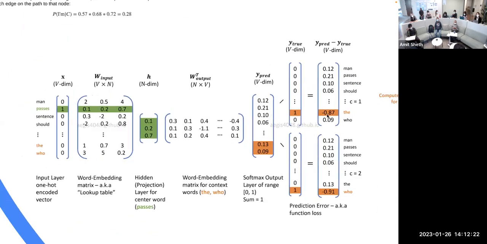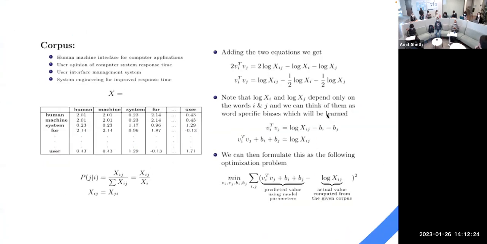Unfortunately, I don't have the numbers. If you go to the paper, you will find the numbers, and they have shown how the traditional SVD, CBOW, skip-gram, etc., compare with how GloVe is performing on a lot of tasks.